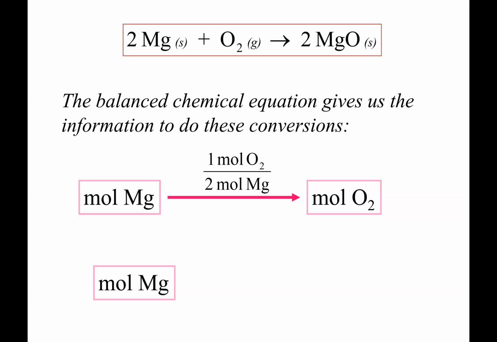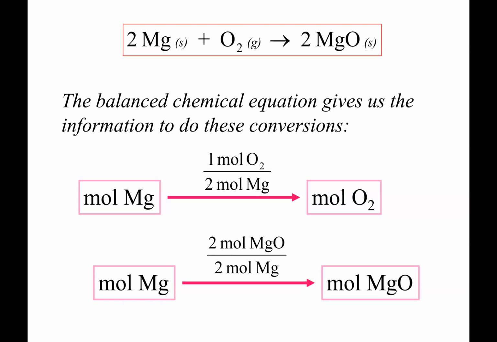So for the second problem, I'm going to use a different ratio because I'm starting with moles of magnesium and I'm going to moles of magnesium oxide. Again, from the balanced equation, this 2 and this 2 show up right here. And the reason I put 2 moles of magnesium in the bottom is because I'm starting with moles of magnesium. The reason I put 2 moles of magnesium oxide in the top is because that's what I want to go to.